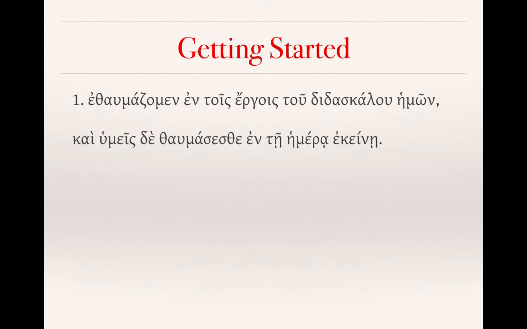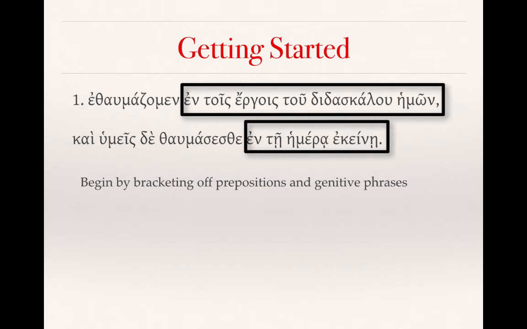Ethaumazomen en tois ergois tou didaskalou hemon, kai humeis thaumasesthe en ekeine te hemera. As has become somewhat of a practice for me, I would recommend that you begin by bracketing off the prepositions and genitive phrases. So when you do that, you actually just have ethaumazomen in that first part of the exercise, and kai humeis thaumasesthe in the second part.